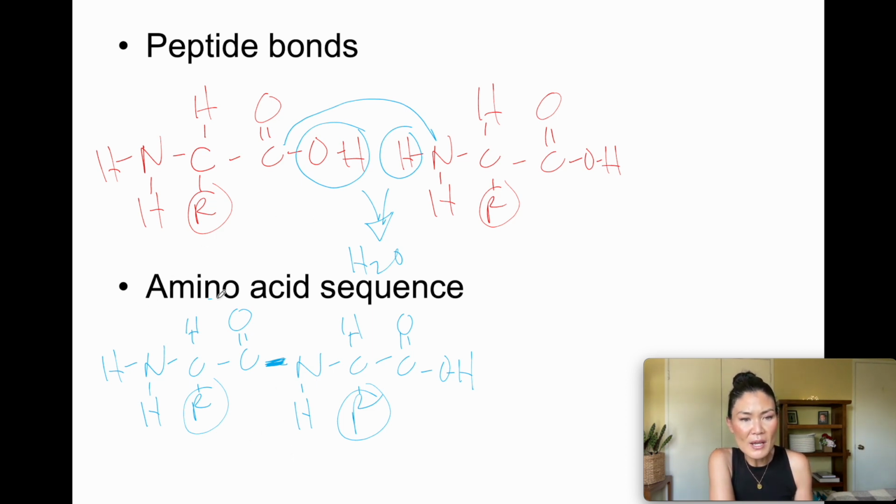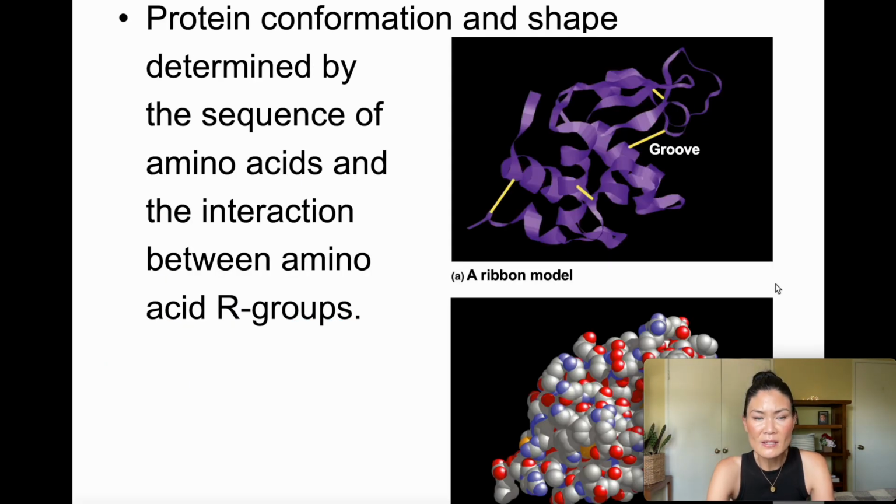And so the amino acid sequence that's written on this PowerPoint is just saying you could end up with a long chain of amino acids. So when you have amino acids that are bonded by peptide bonds and you have a polypeptide chain, a long chain, a functional protein is never just a chain.